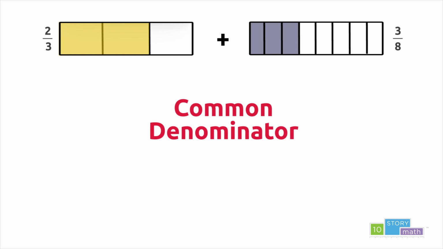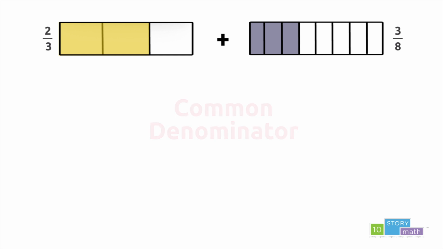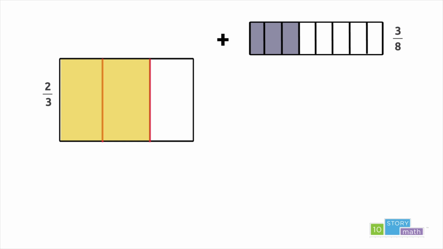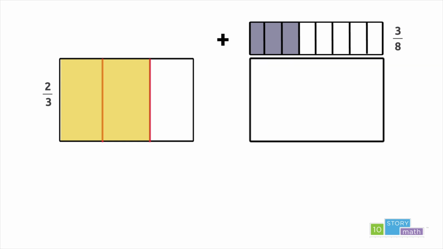I'm going to share one really helpful strategy to find a common denominator, and it has to do with the way that we draw the models. I'm going to go ahead and represent 2/3 once again in a model. I'm just going to make the model slightly bigger so I have some more room to work. Now I'm going to go ahead and draw a new model to represent 3/8.